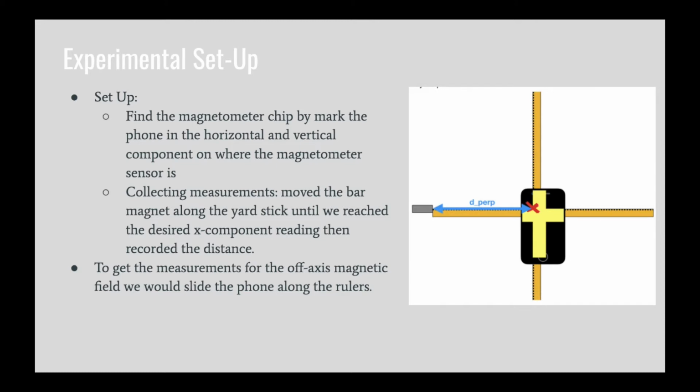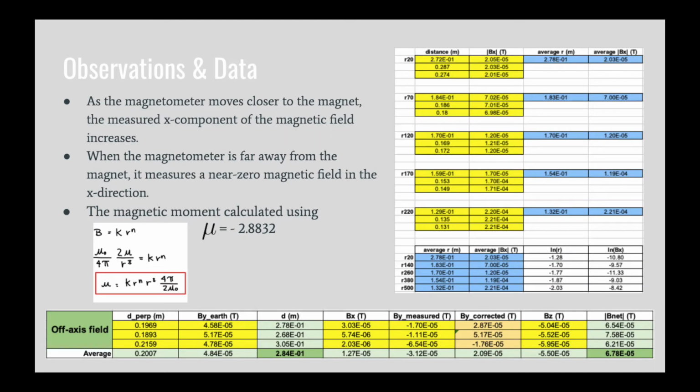Once the experiment was set up, I was able to record the different readings as we moved the bar magnet along the yardstick until we reached the desired components. To get the measurements for the off-axis magnetic field, we would slide the phone along the rulers. These tables depict the data collected along with the averages of the trials.